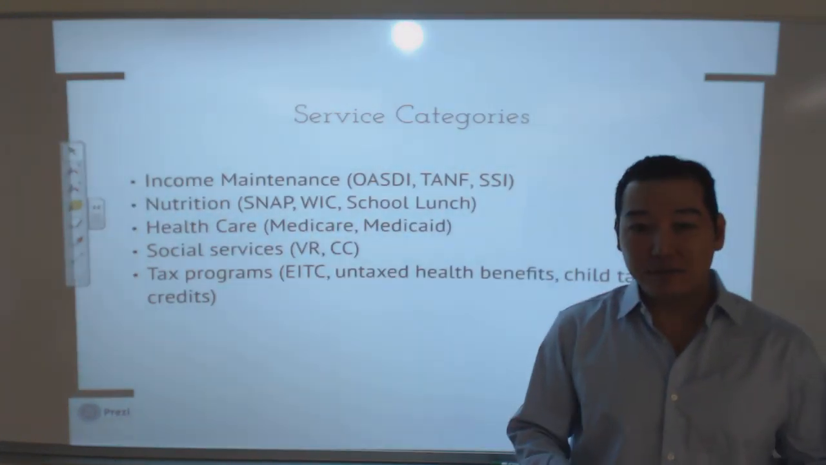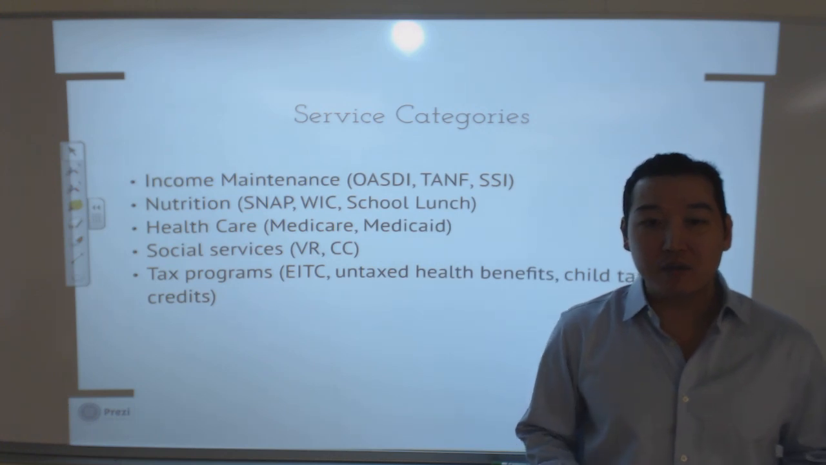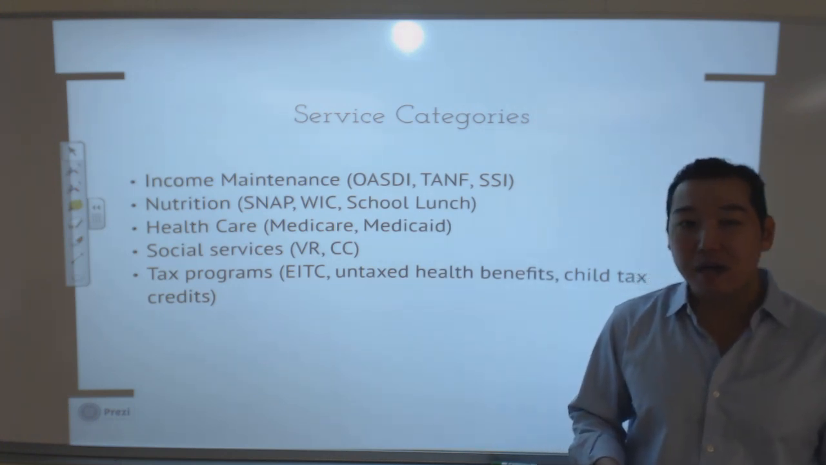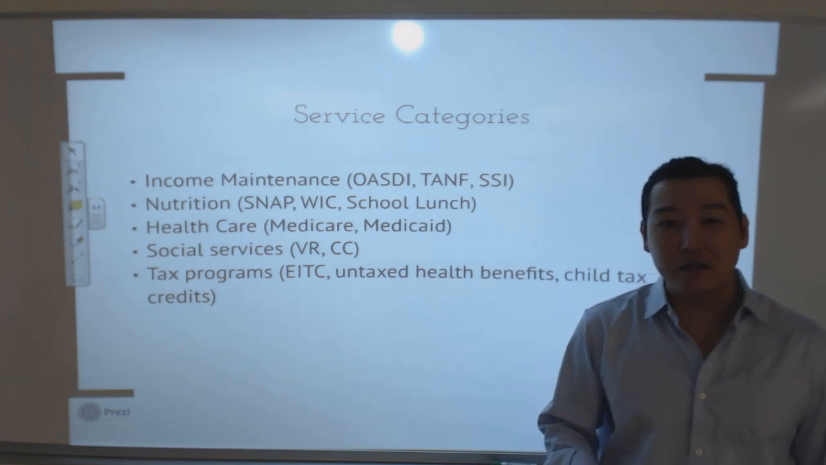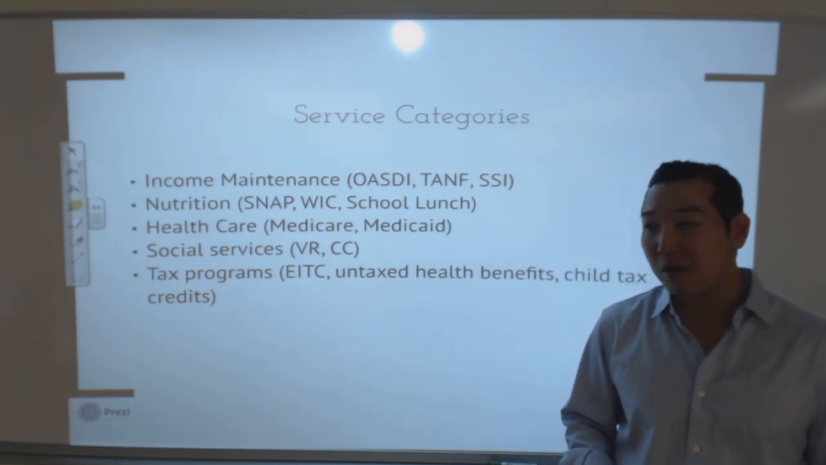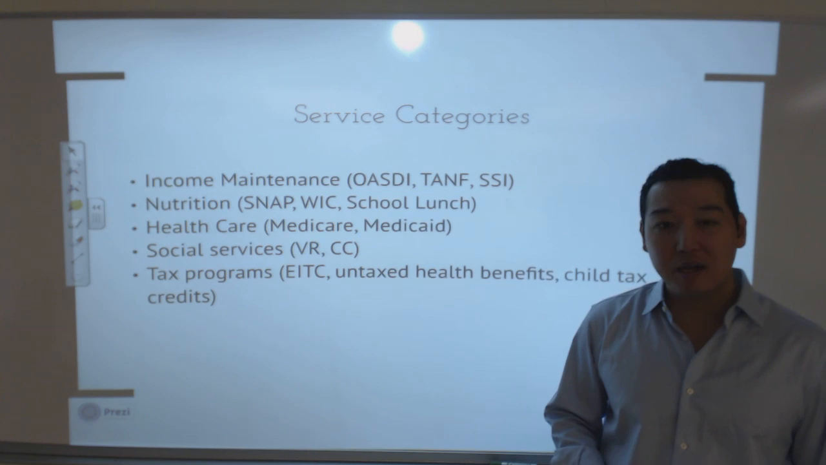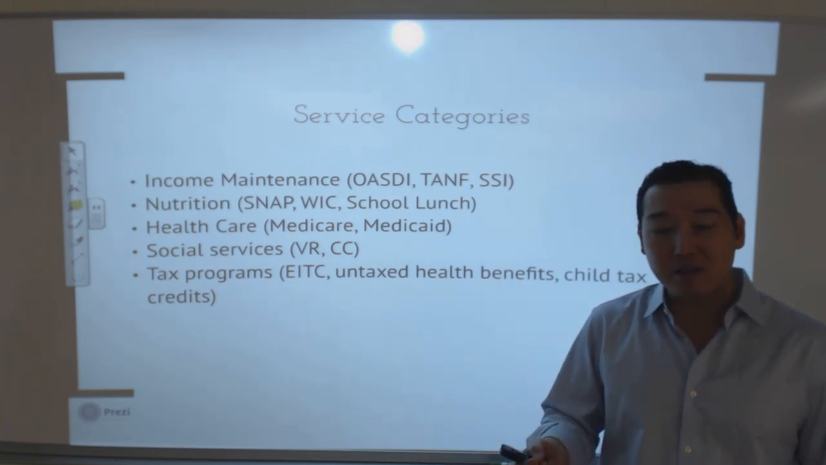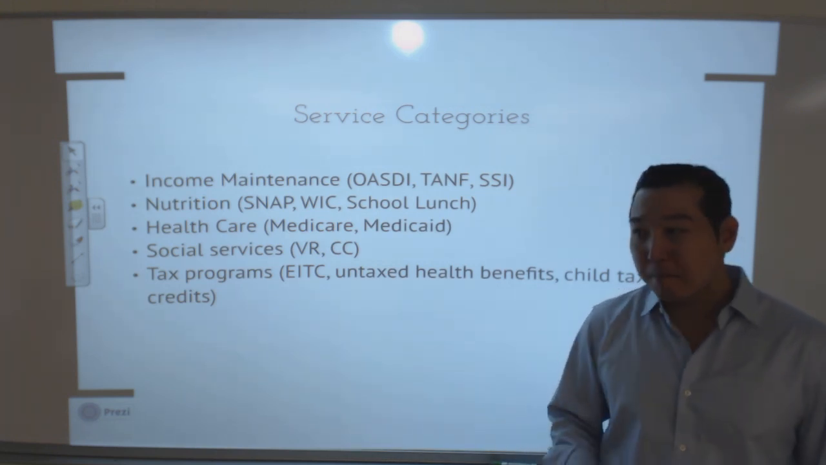So we can classify programs based on eligibility. We can also classify based on the type of service or benefit that's offered. And so some programs provide income maintenance or income support. I gave you some examples before. So we looked at OASDI, Old Age Survivors Disability Insurance. That's the formal name of our Social Security program. It's an income maintenance program. The main benefit being provided under OASDI is income support.